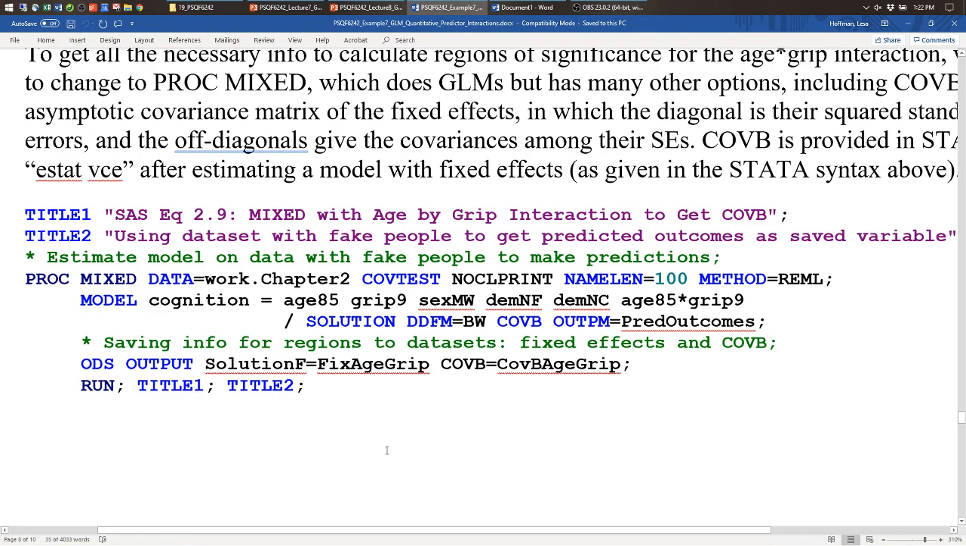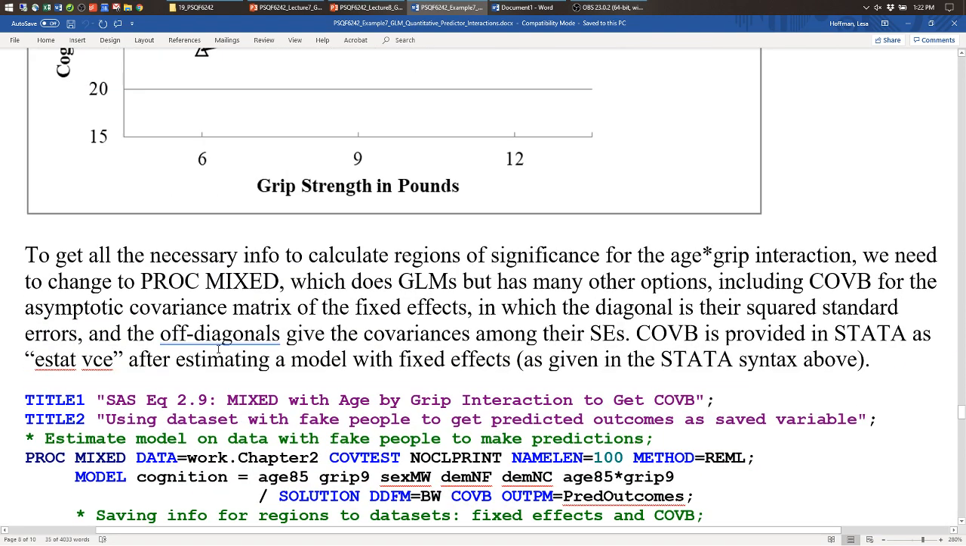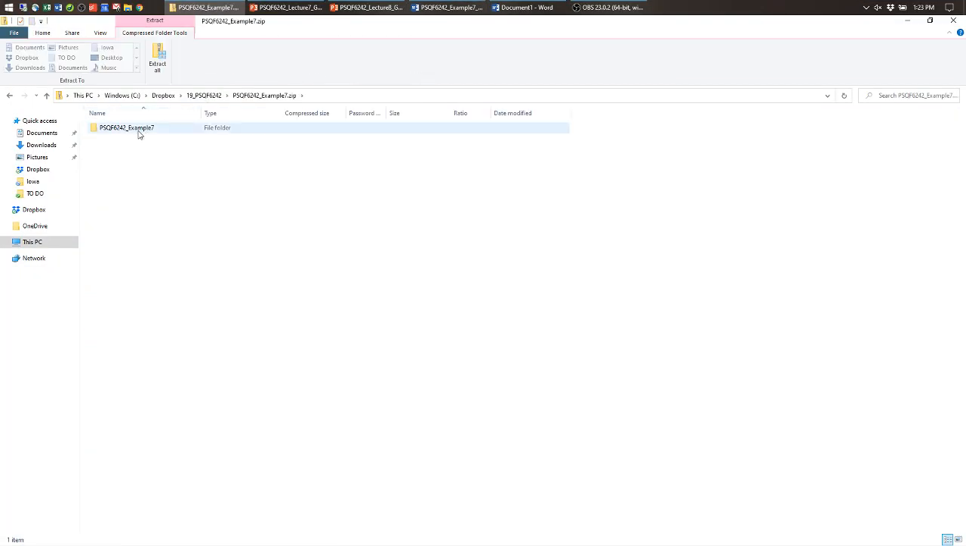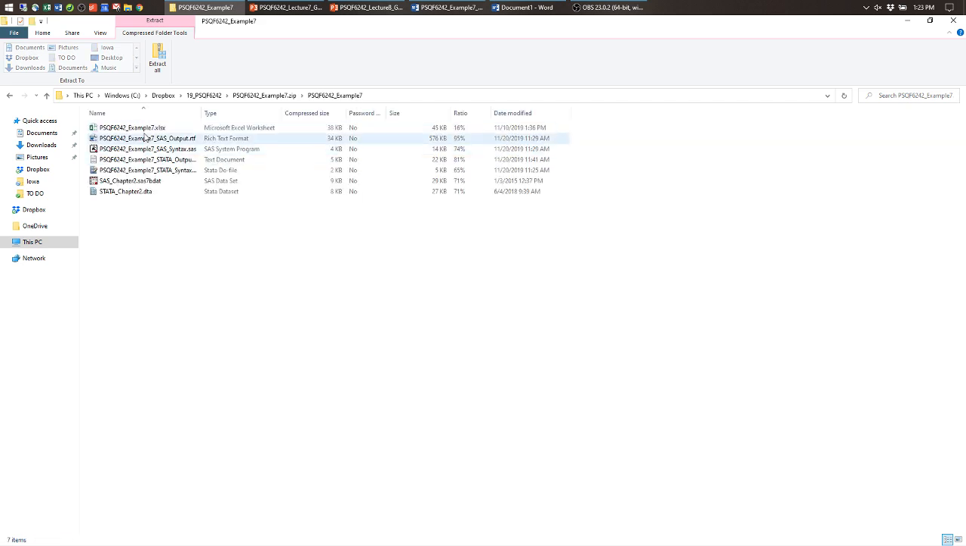So if you are interested in doing this regions of significance thing, I can give you two resources to do it. This is example 7. I did an Excel spreadsheet.